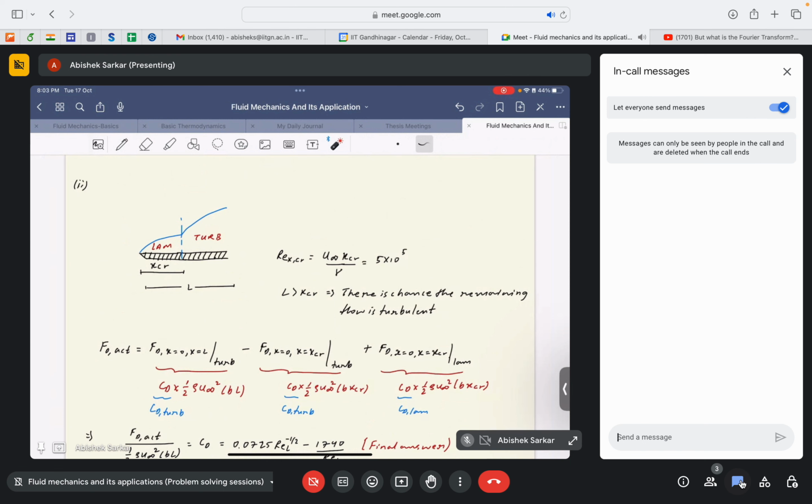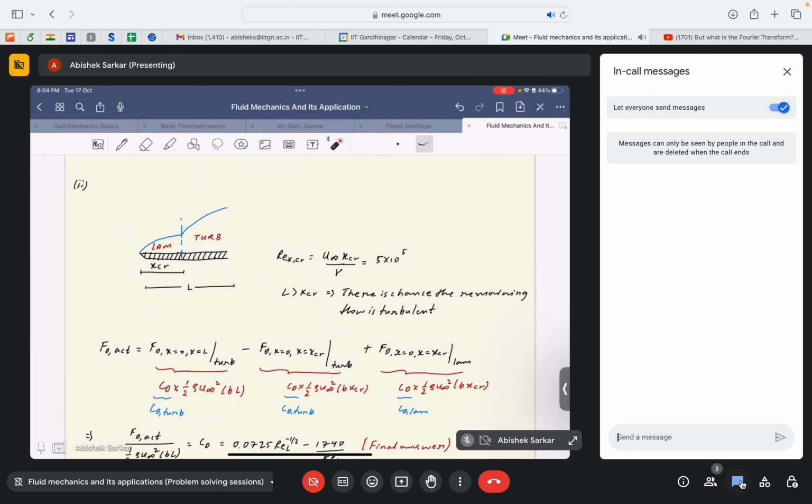So in the first part, we have assumed that the boundary layer that exists over the flat plate is turbulent throughout the length of the plate. But in the second part, they have mentioned that there is a point of transition in the flat plate, which means that before the point of transition the boundary layer is laminar, and after the point of transition the boundary layer is turbulent. So you need to evaluate both these parts, the turbulent part as well as the laminar part. What would be the difference?